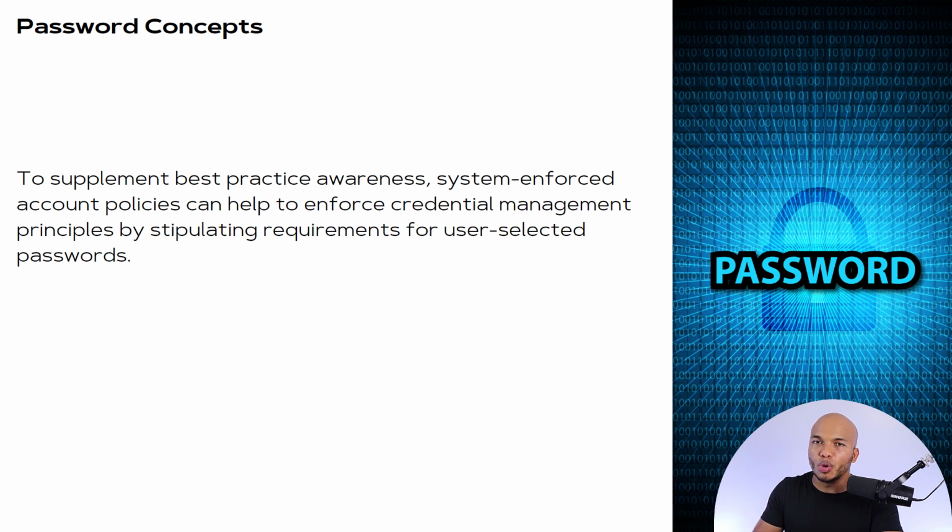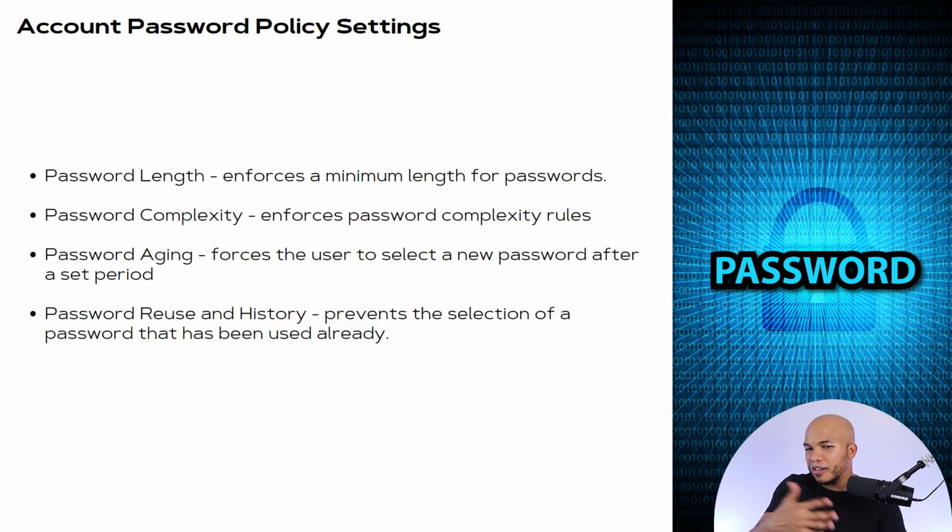So we can make sure that the users actually create strong passwords through the use of system-enforced account policies. Here are just a few of the typical password policy settings that I'm pretty sure you are already aware of. Password length, password complexity, where you can have a symbol, a capital letter, a number, and so on. And then password aging, where it will force the user to select a new password after a set period, typically 3 months, 6 months, something like that. And then password reuse and history, obviously preventing the user from being able to reuse a password that has been created already.